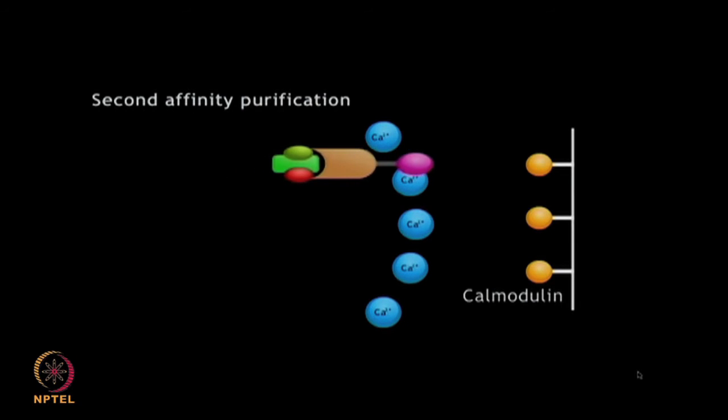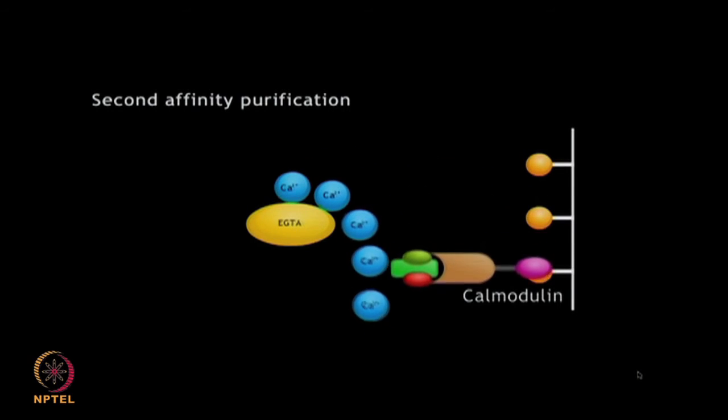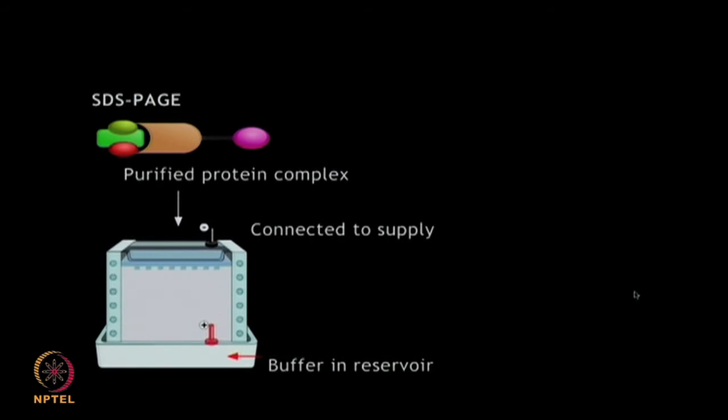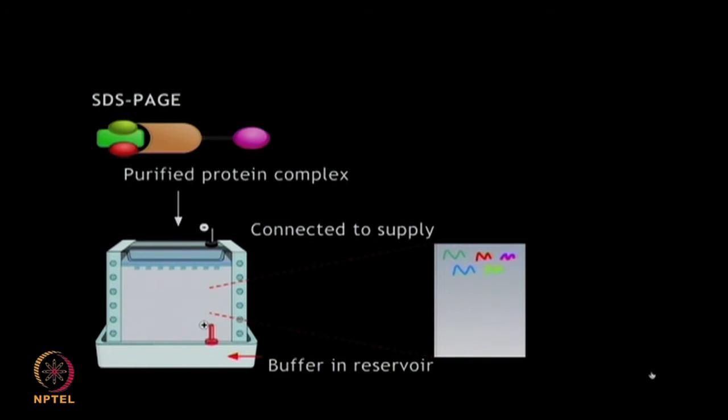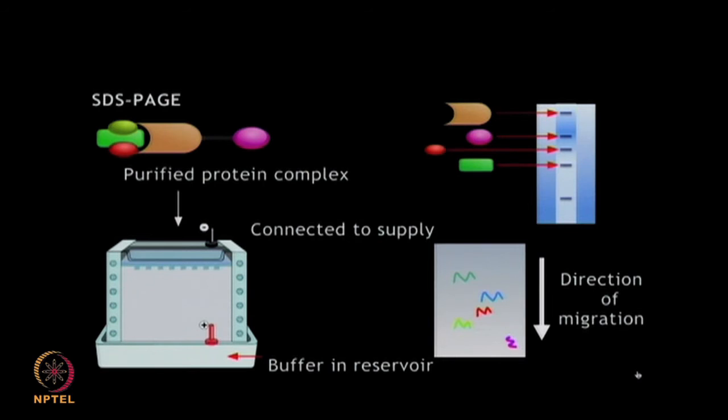The column is washed to remove any other unwanted contaminants, after which a chelating agent is added which complexes the calcium ions. Once these are removed, the CBP calmodulin interaction is weakened and leads to release of purified protein complexes. Once the protein complex has been purified, the components of the complex can be separated by using electrophoresis under reducing conditions. The SDS gel is then analyzed and the protein components can be evaluated to provide an understanding about the interactions. As you can see, different types of bands are visible.